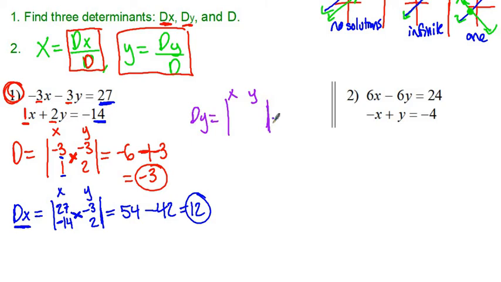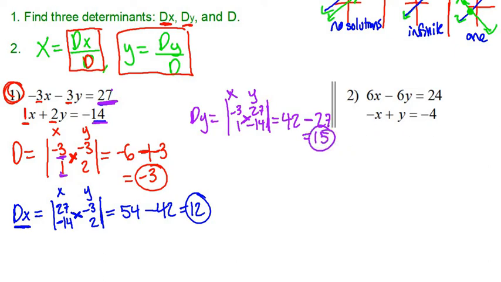Pause it and try to think about what's going to go in that number. Here's basically what we're going to do. We're finding the Dy, so the x column is going to be -3, 1, just like it was at the start. This time we're not going to put -3, 2 in the y column. We're trying to find the y determinant, Dy, so we'll replace it with the answers to the system, 27 and -14. The determinant of this: -3 times -14 is 42, minus 1 times 27, which is 27. 42 minus 27 equals 15.